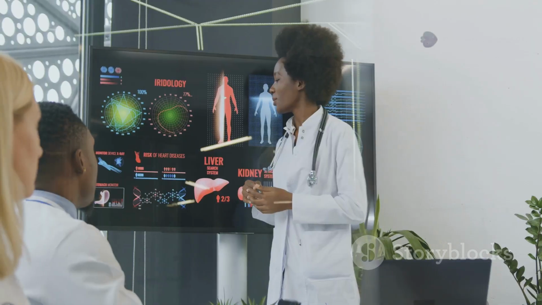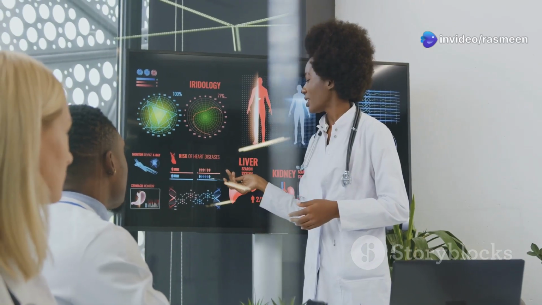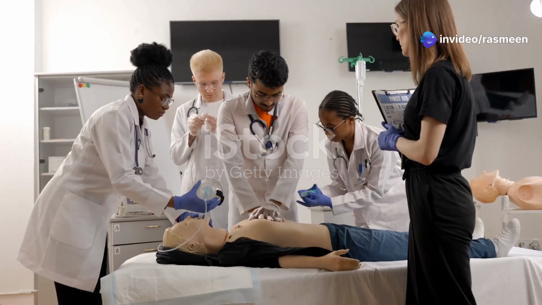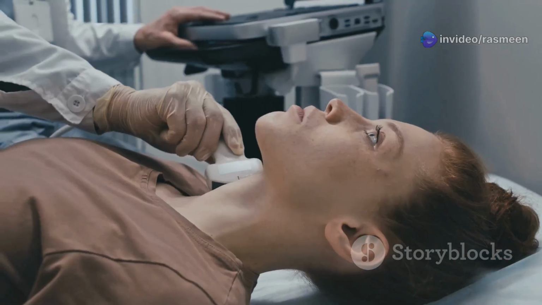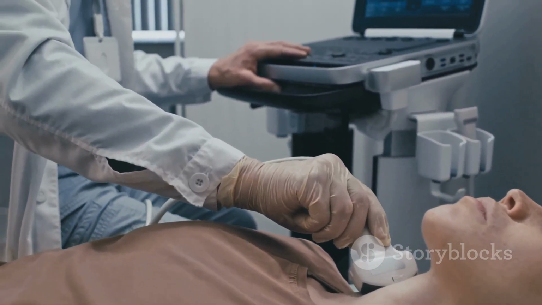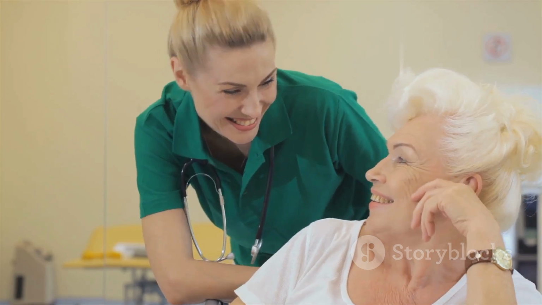And there you have it, a crash course on neurological assessments. Remember, mastering this skill takes time and practice, but with the right knowledge and a keen eye for detail, you'll be well on your way to becoming a rock star nurse.